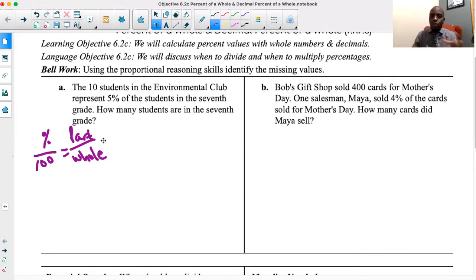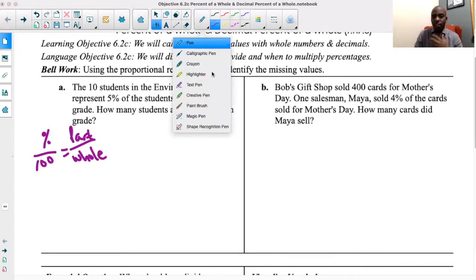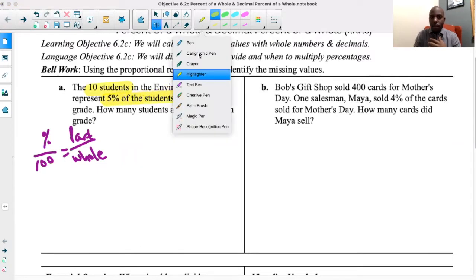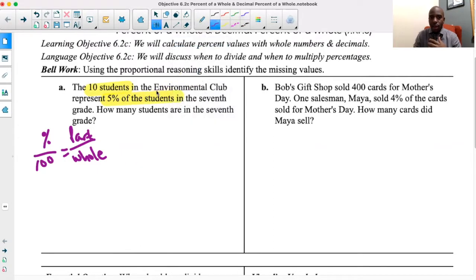Ladies and gentlemen, recognizing how to read these word problems, how to highlight and underline what's important, is going to be essential, not only in this unit, not only in word problems, but even when we go into statistics, because we've got a couple of things going on here. 10 students in the environmental club, 5% of students, 7th grade, right? These are important concepts that we need to look at and say, wow, okay, that's only the environmental club. This is all of the 7th grade.